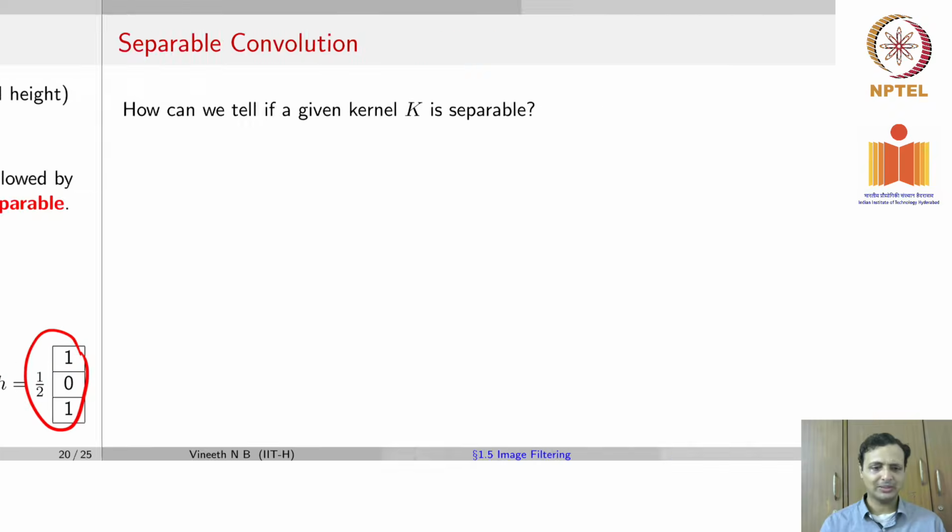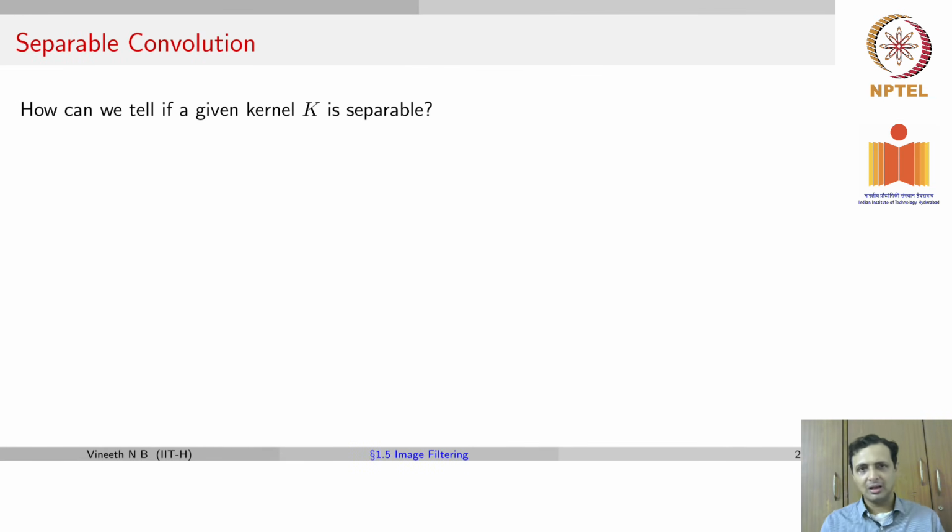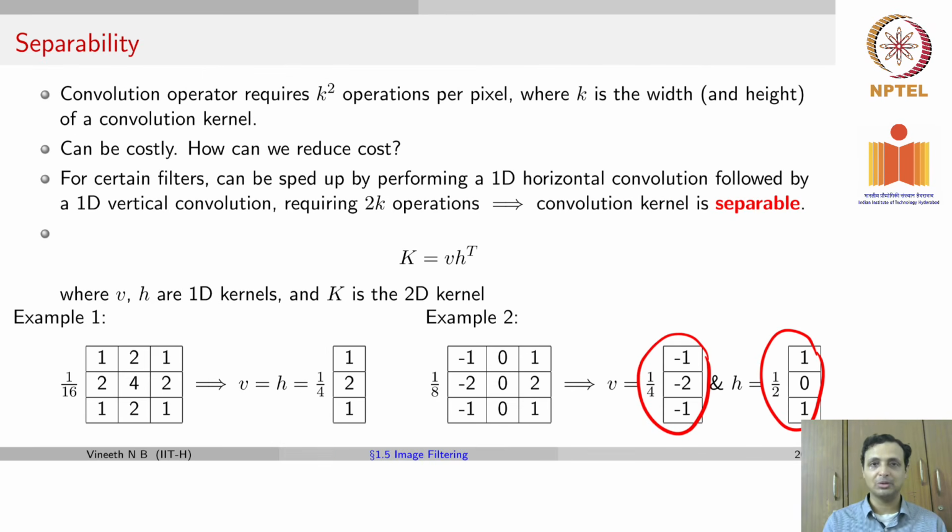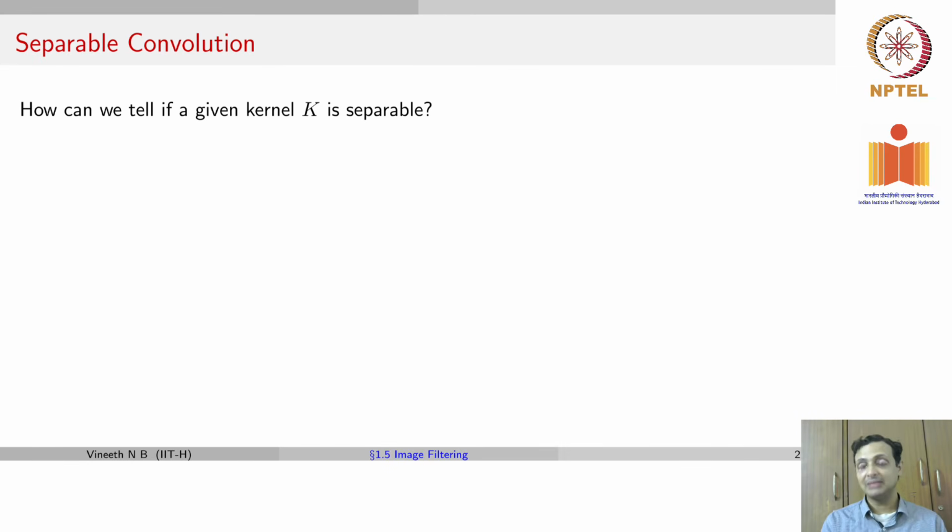But this raises one question: how can you look at a kernel and tell if it's separable? I said that if a kernel can be written as an outer product of two vectors, then you can say that the kernel is separable. But how can you say this? One option is to visually look at it and try to work out various combinations and find out which gives you the outer product. You can probably work that out with the example on the previous slide. But there is a slightly more principled way to do this.